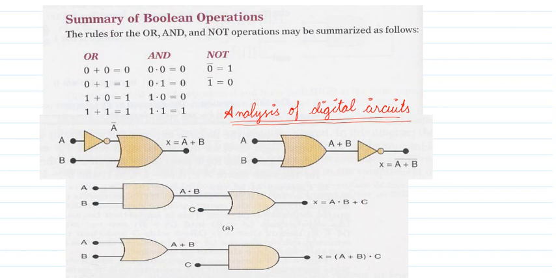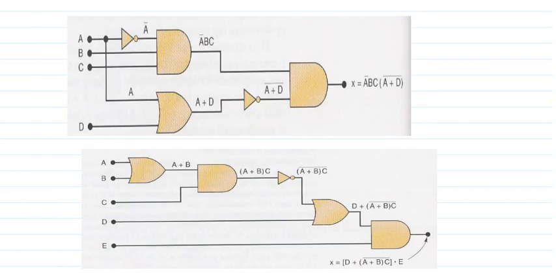Okay, now come to the last part. It is what gate? This is an OR gate. So A plus B, this is your C input. It is AND. Okay, A plus B and with C.